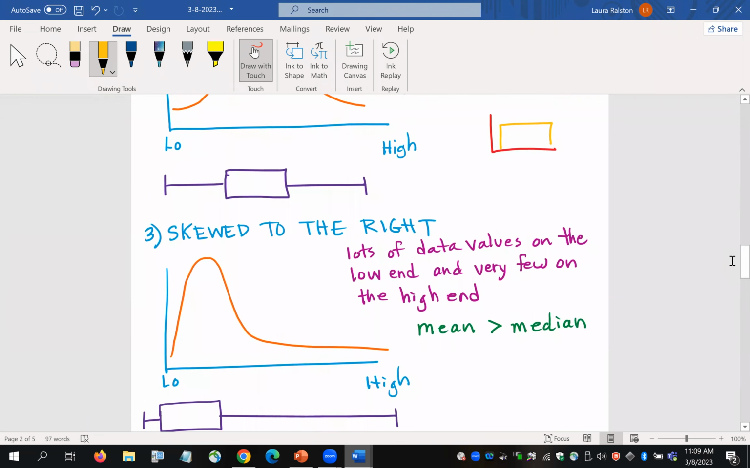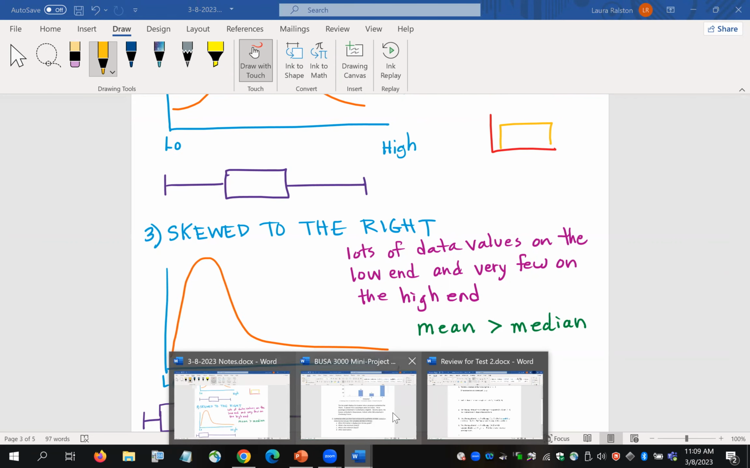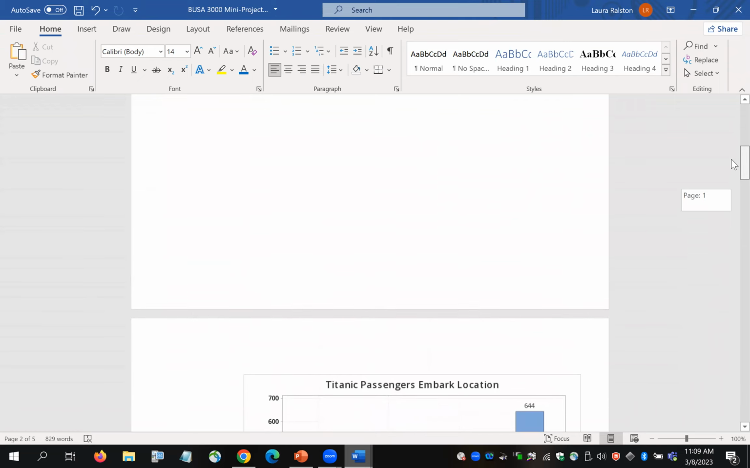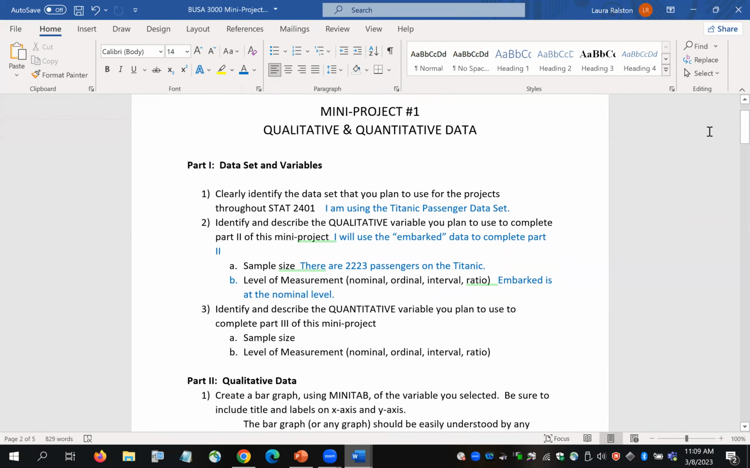All right, let's see if we can maybe put all this together. And while we're looking at an example, I want to also address what you need to do for mini project 1. Okay, so now our focus is on quantitative data.